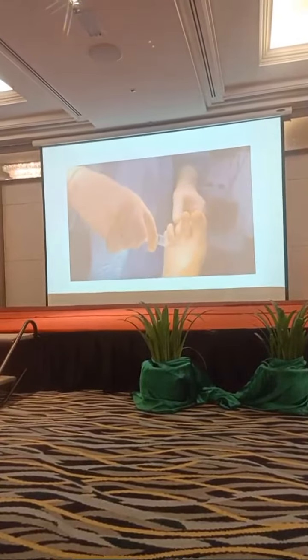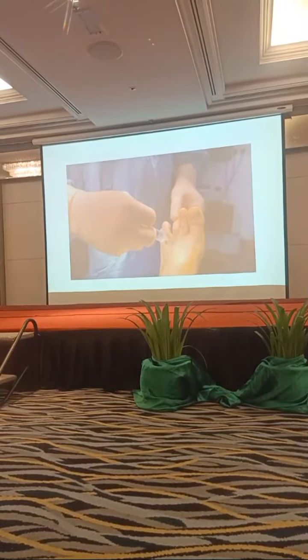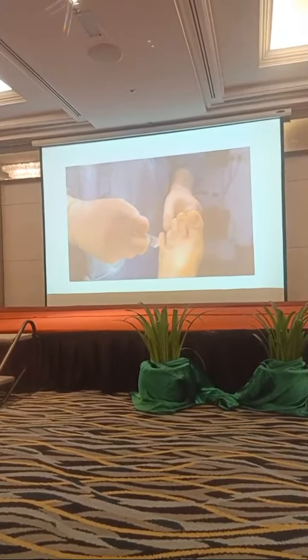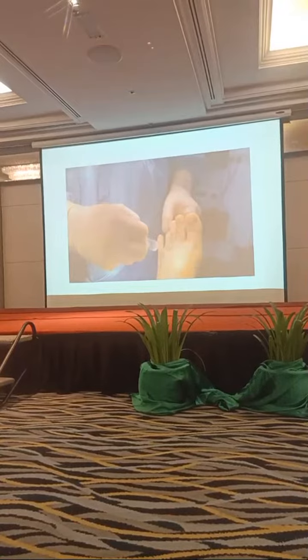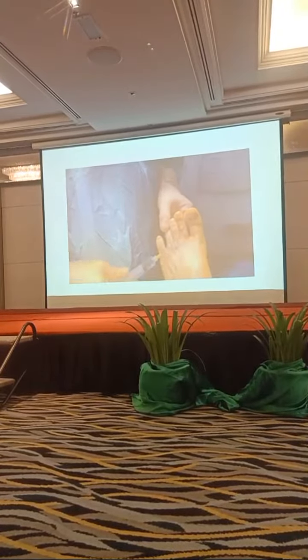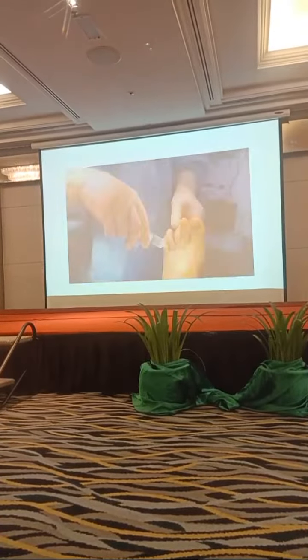So what we do is we give some ring block for a GP here. You can put some ring block, 2% of plain lidocaine, about 5 mil. You can put around the toe and then wait for 5 minutes. When it's a bit numb, you can do the manipulation to try to put back the fracture in the good position.